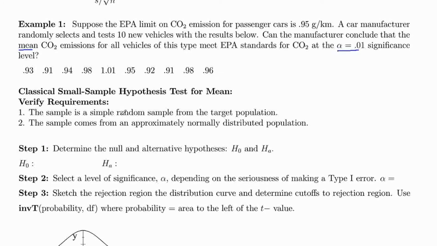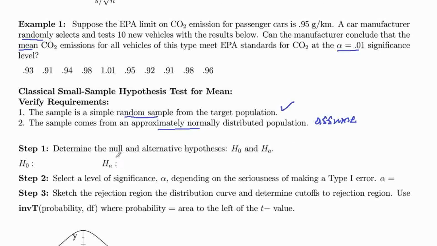We're going to do a classical hypothesis test instead of a p-value test. Our requirements are that we need a random sample and an approximately normal population. These were randomly selected vehicles, so that checks out. For the approximately normal population, we would have to make the assumption, or we could do some normality tests to check that. For right now, we will assume that the population is approximately normal. And that's probably a reasonable assumption.